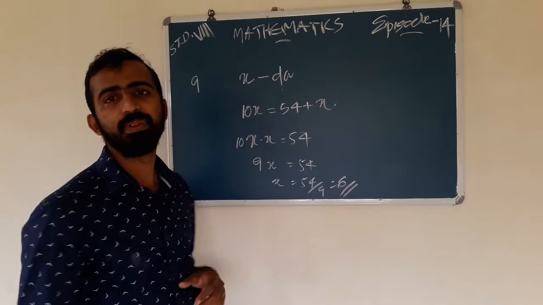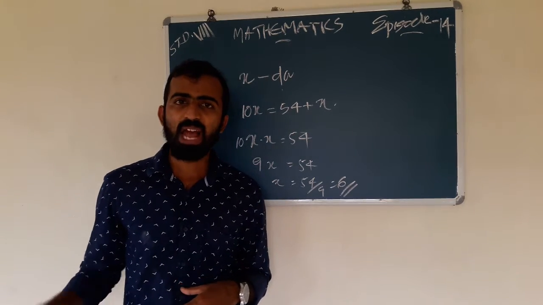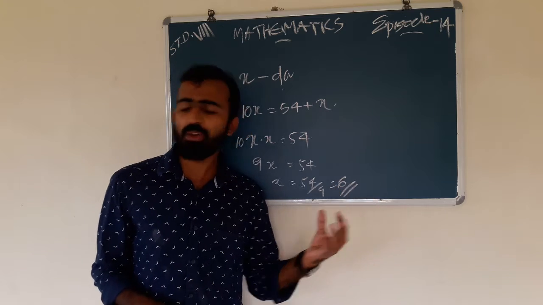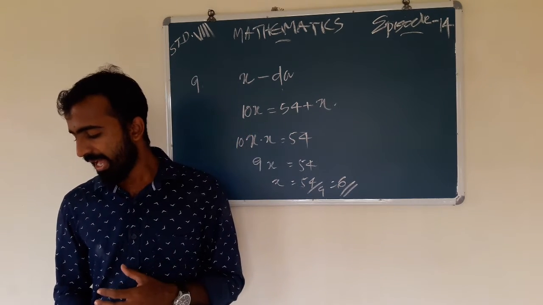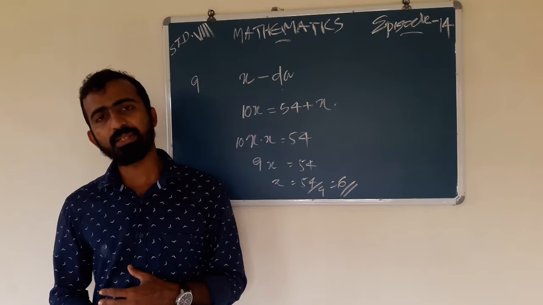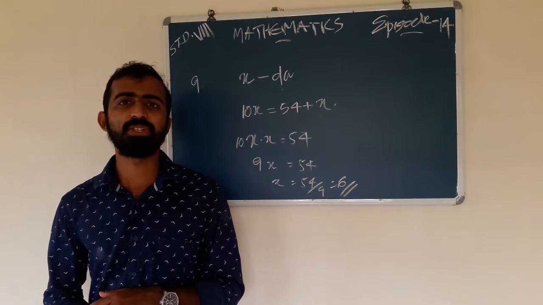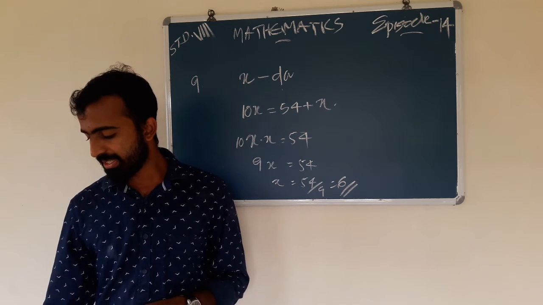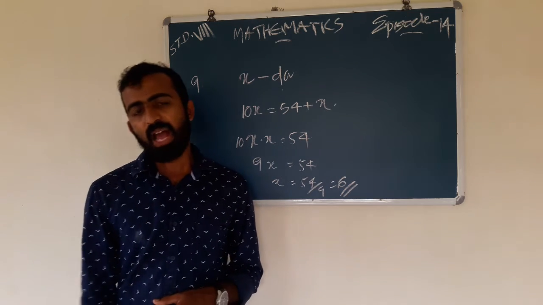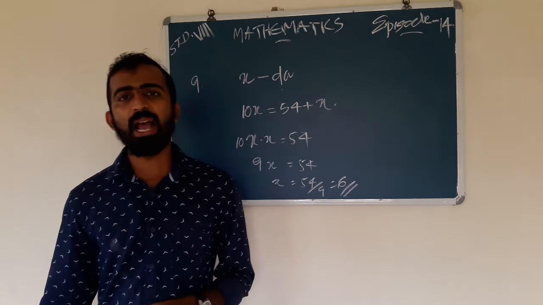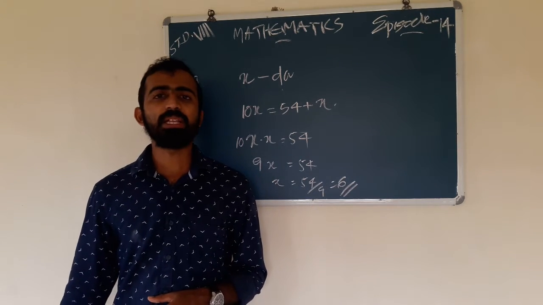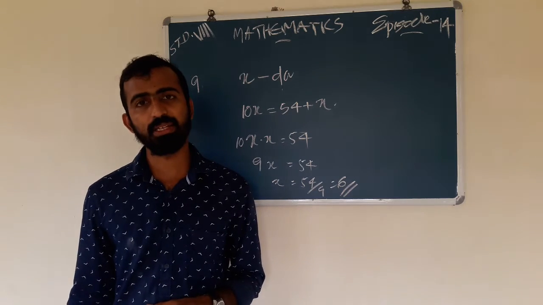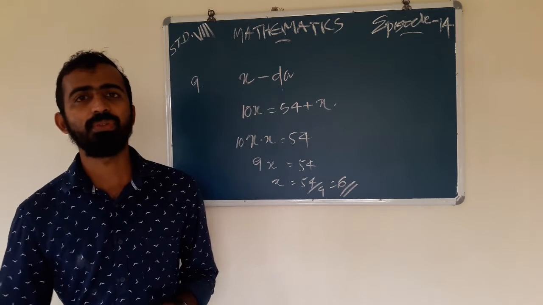is 6. That is, the granddaughter's age is 6, and what is the grandfather's age? 10x, that is 60. The grandfather's age is 60 and the granddaughter's age is 6. Is it? Yes, that is the solution for that.